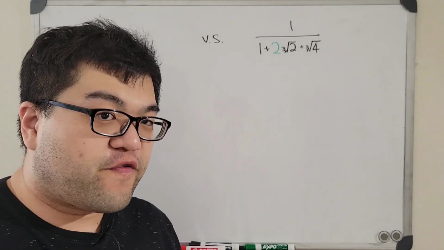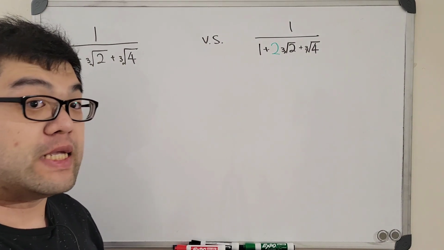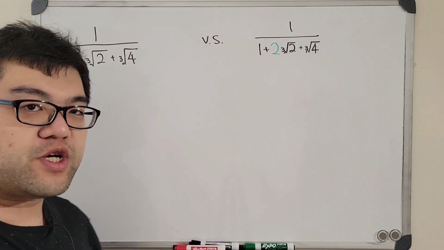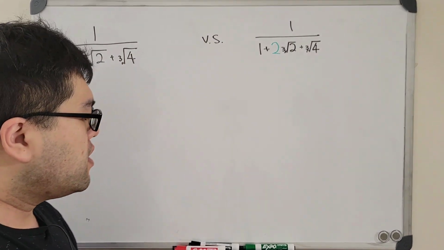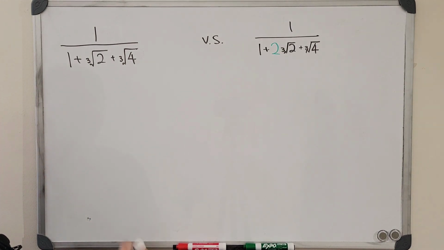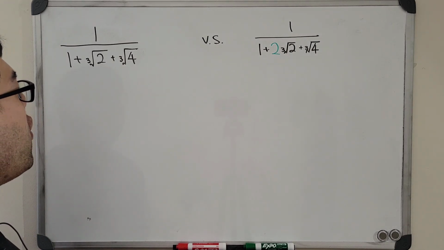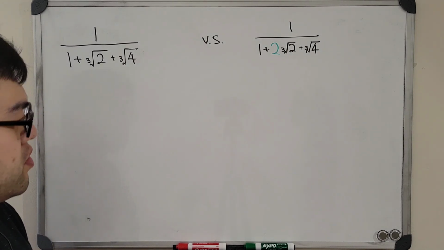Yes, they look very similar, but the way that we actually rationalize the denominator of these two expressions are totally different. So what should we do? Look at the first one. We have 1 plus the cube root of 2 plus the cube root of 4 in the denominator.